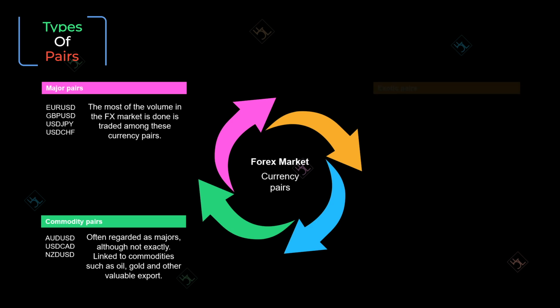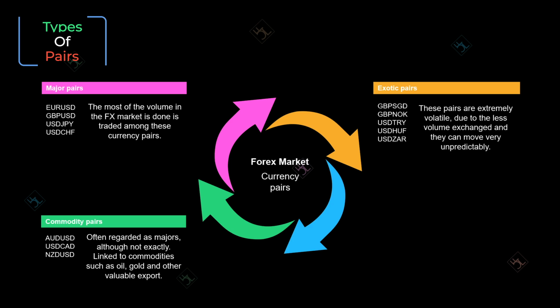Following that, we have the exotic pairs. They're extremely volatile due to the less volume exchanged there, and as a result, they could move very unpredictably and have massive spreads. These are pairs such as GBP-SGD, GBP-NOK, USD-TRY, USD-HUF, USD-ZAR, etc.